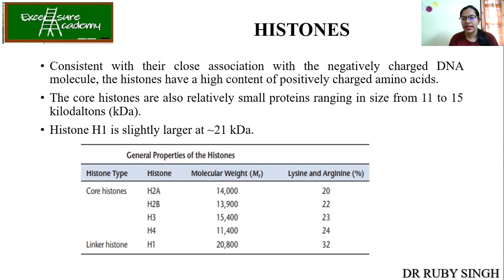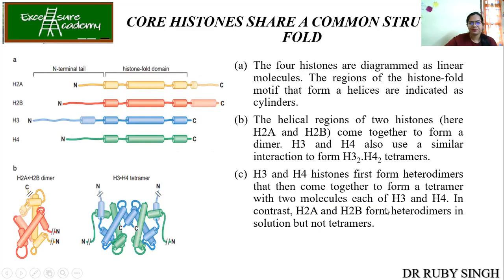So if you have a little idea that these histone proteins are from 11 to 15 kilodaltons and H1 is 21 kilodaltons, you can actually make a guess that okay, these electrophoretic bands which are being shown after the nucleosomal digestion are the histone proteins. Okay. So core histones you can see around 14 kilodalton, 13,900 Dalton, 15,400 Dalton. You can see the range is around 11 to 15 kilodaltons only. Only one linker histone is there which is around 21 kilodaltons. And now if you see the content of lysine and arginine, this is again around 20%.